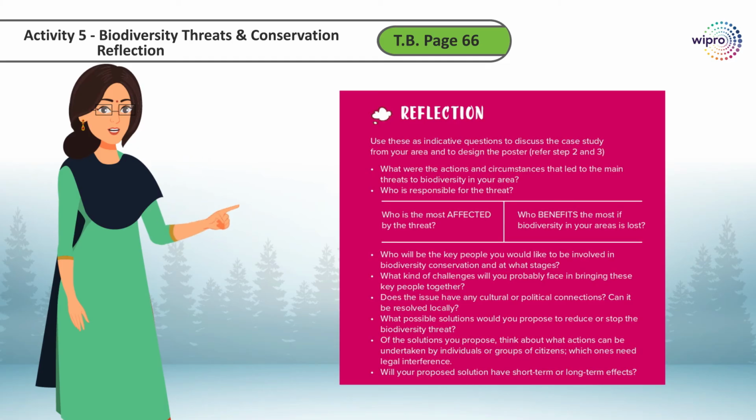What possible solutions would you propose to reduce or stop the biodiversity threat? Of the solutions you propose, think about what actions can be undertaken by individuals or groups of citizens. Which ones need legal interference? Will your proposed solution have short-term or long-term effects?